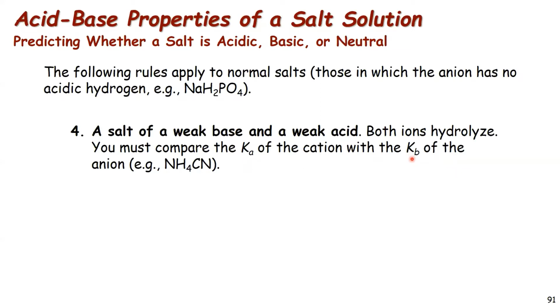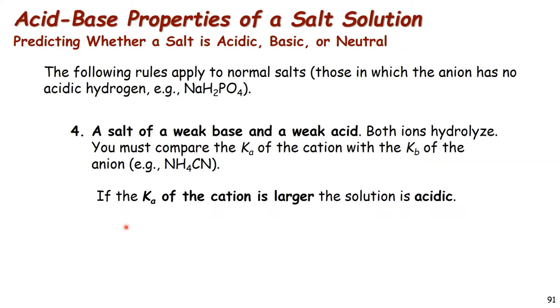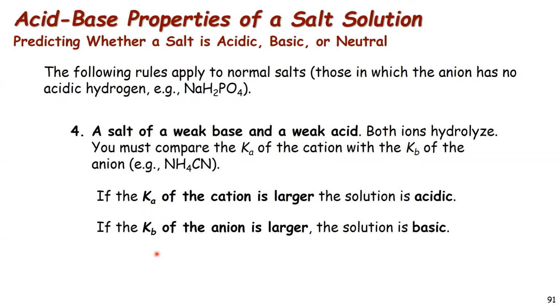Now, we could actually quantify this. It would be a slightly difficult problem, but we're not going to do that. Okay, so we're not going to calculate these, but know that we could. And so again, if the Ka of the cation is larger, the solution will be acidic, and if Kb is larger, then the solution will be basic. So we could actually predict it, and we could quantify it, but we're not going to quantify it.